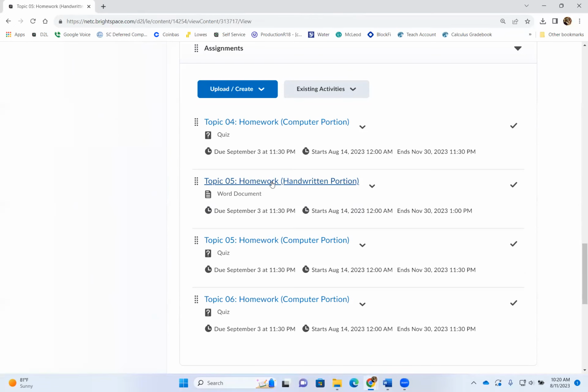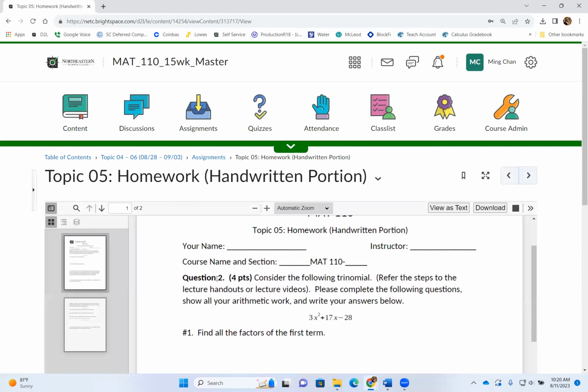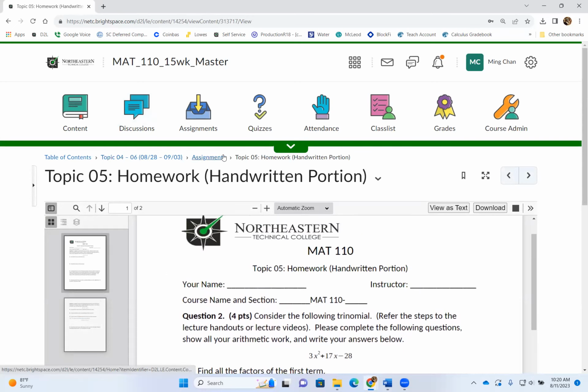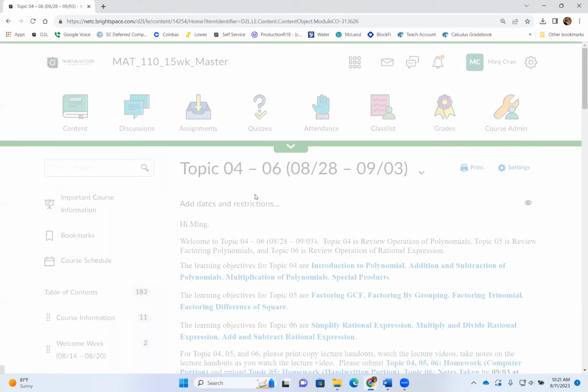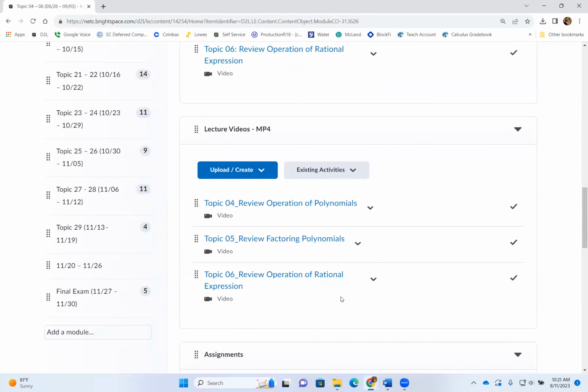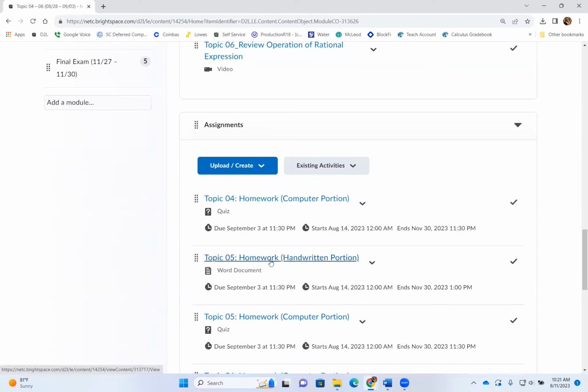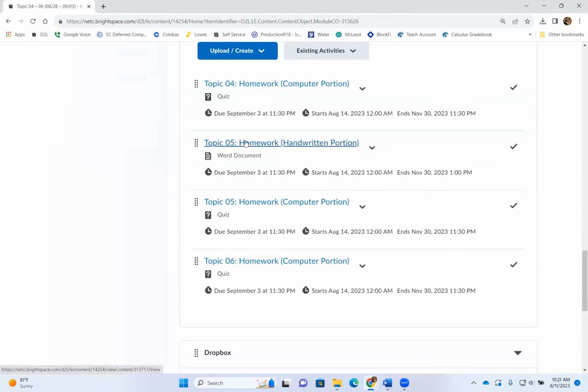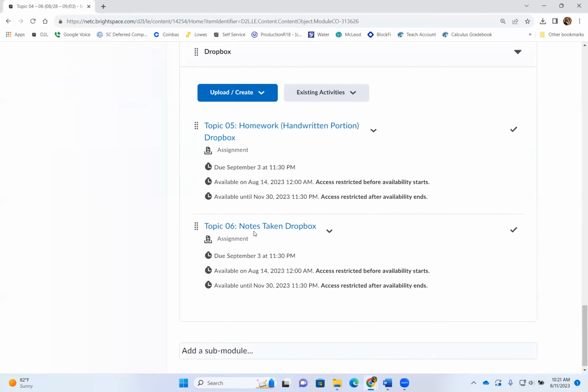For example, the topic 5 handwritten portion starts with question number 2. That means question number 1 will be on the computer portion of the topic 5 homework. So when students run into a topical homework with both portions, please print or copy down the handwritten portion first, then open the computer portion and do both at the same time, back and forth. When you complete both portions, submit the computer portion and then upload the handwritten portion into the correct Dropbox.